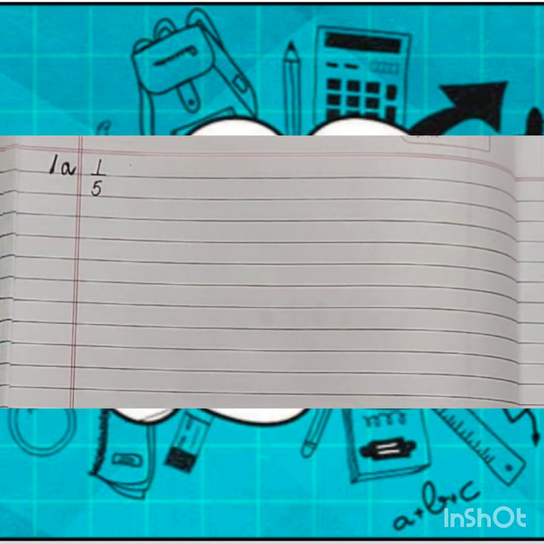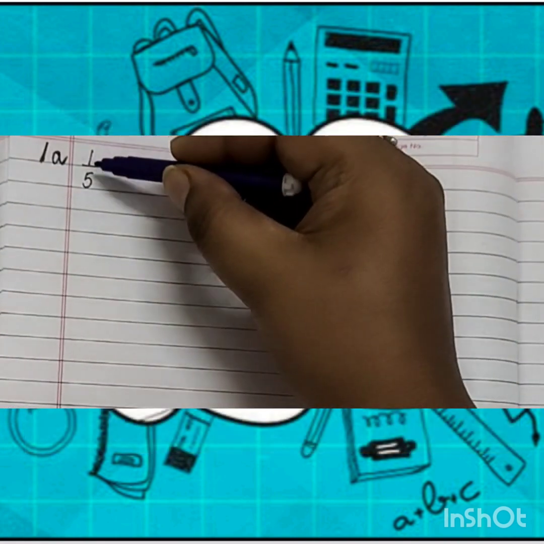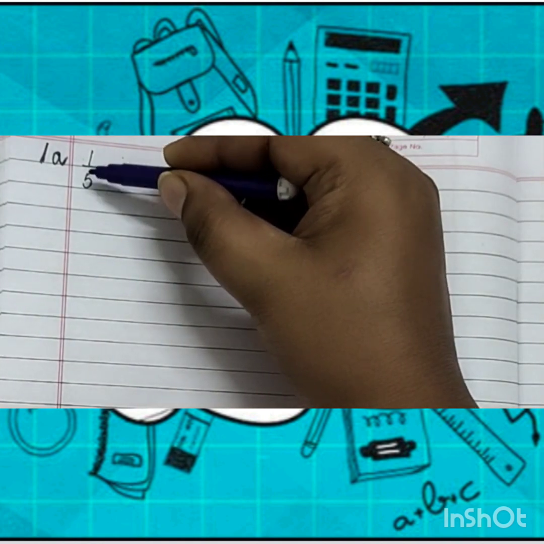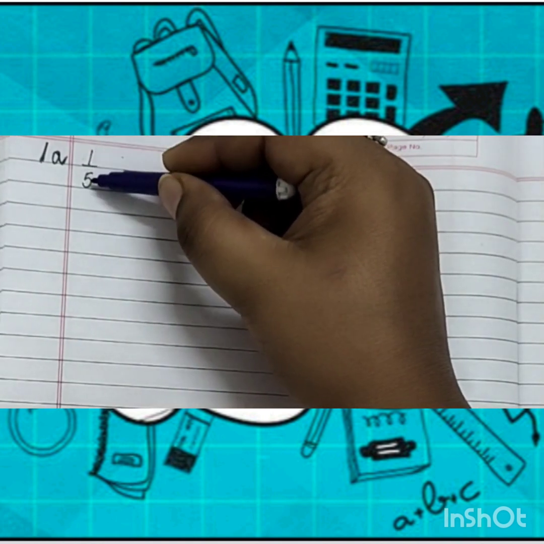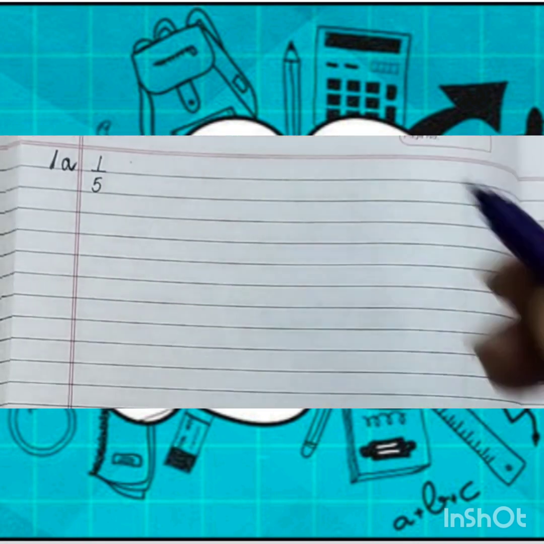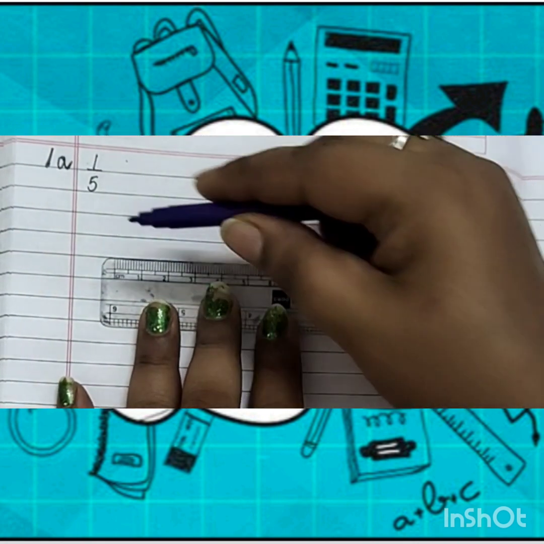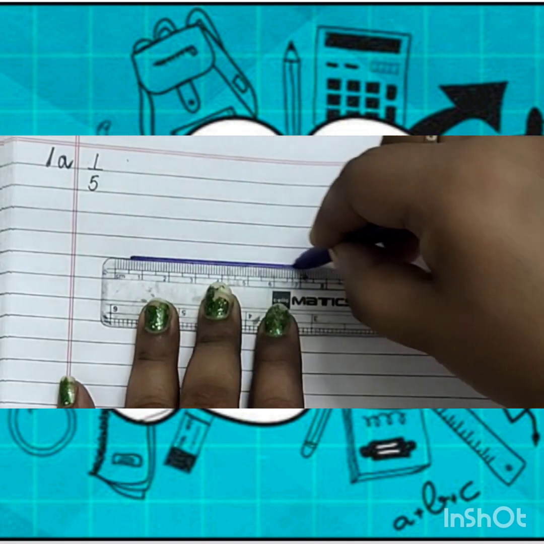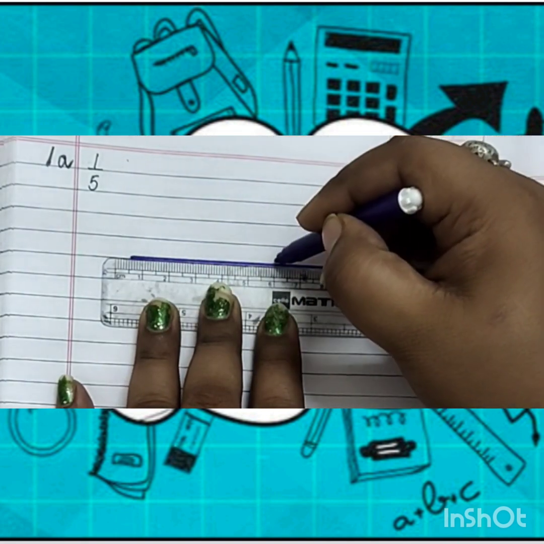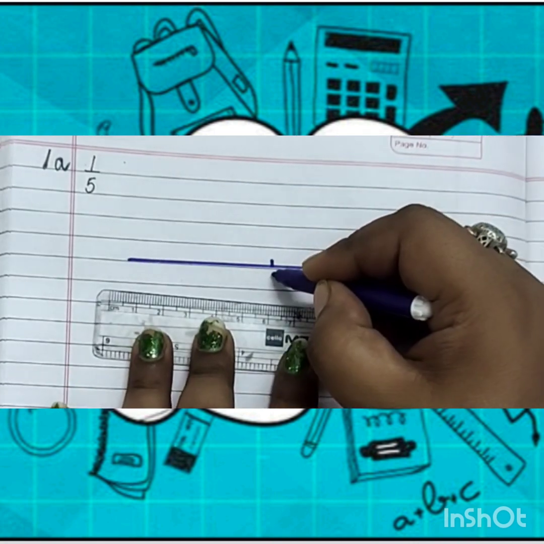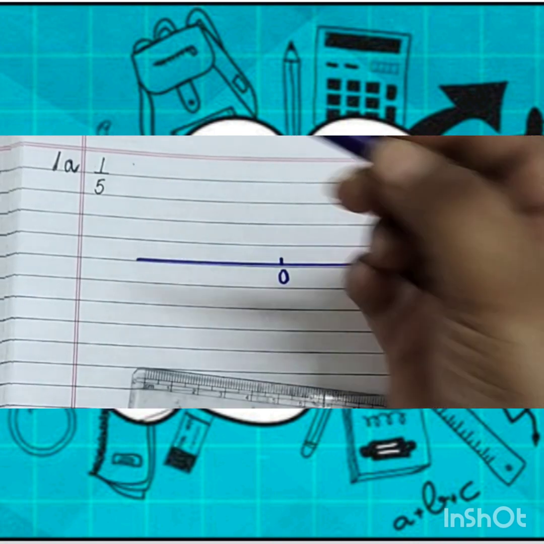Now let us represent rational number 1 upon 5 on the number line in which numerator 1 is smaller than the denominator 5. Students, for this first of all we will draw a line segment and mark 0 anywhere. We can mark 0 anywhere. Now check the denominator.